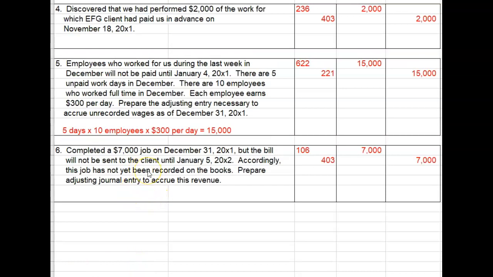The journal entry to accrue the $7,000 revenue that we earned in X1 but has not yet been recorded in X1 is debit accounts receivable, account number 106, for $7,000, and credit account 403 consulting revenue for $7,000. Well, that's all for these journal entries.